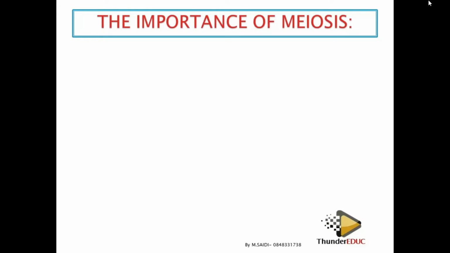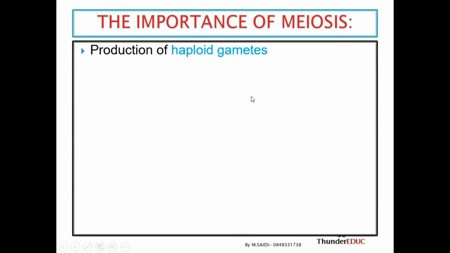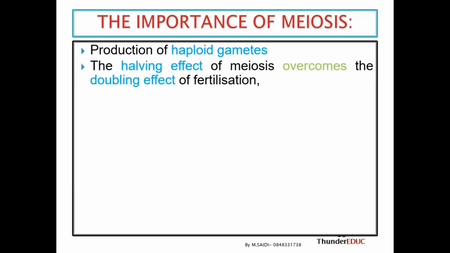So, what are some of the importance of meiosis? The first one is the production of haploid gametes. When we talk about gametes, these are sperms and ova. So these sperms are haploid. It means that if the body cell is diploid, it has 46 chromosomes. Now the gametes are going to have 23 chromosomes if it is a human cell.